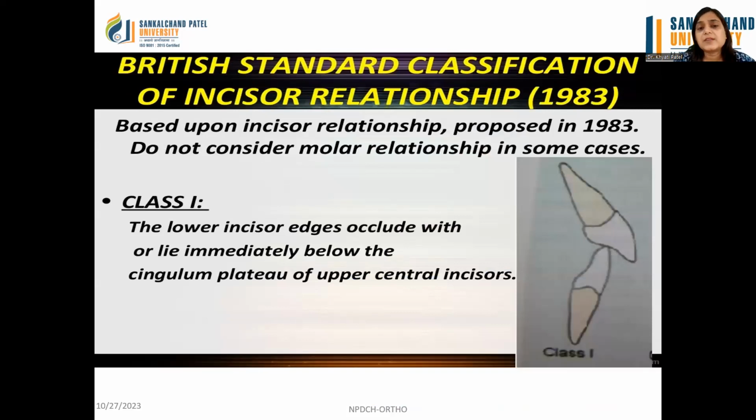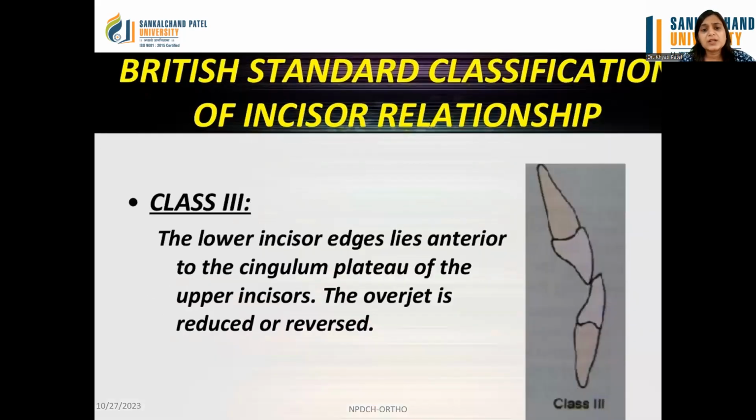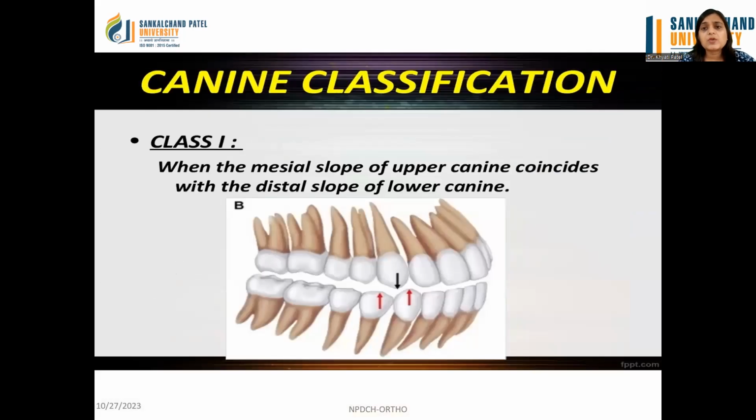Now, there is a standard classification used to classify the incisor relationship, which was given in 1983. In class 1, the lower incisor edges occlude immediately below the cingulum of the maxillary anterior teeth. In class 2 division 1, the upper incisors are proclined, so the incisor edge is placed behind the cingulum, and in class 2 division 2 the upper incisors are retroclined, so overjet is minimal and decreased. In class 3, the lower incisor edge lies ahead of the upper incisor edges, and overjet is reduced or reversed. Now we talk about canine classification.